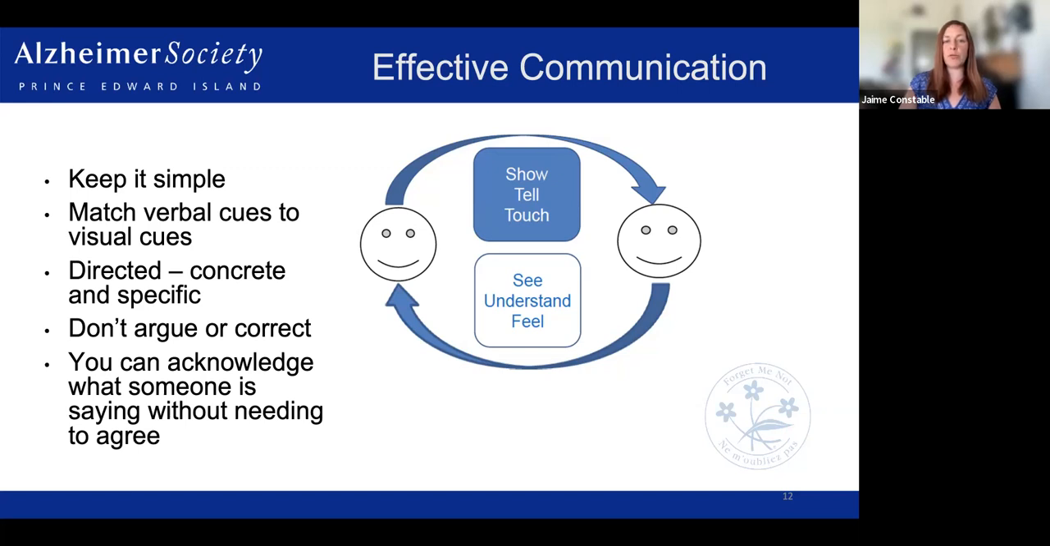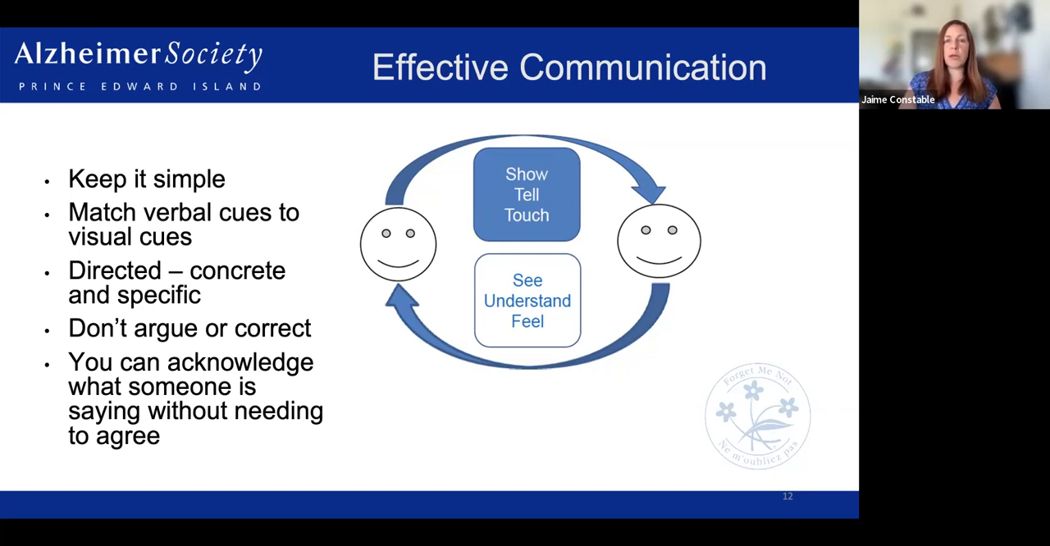Again, be very directed, so concrete and specific, and try not to argue or correct. You can acknowledge what someone is saying without needing to agree, which is another important point. People sometimes have trouble when they're like, but that's not true. What they're saying is not true. But in a sense, it doesn't matter if it isn't true.